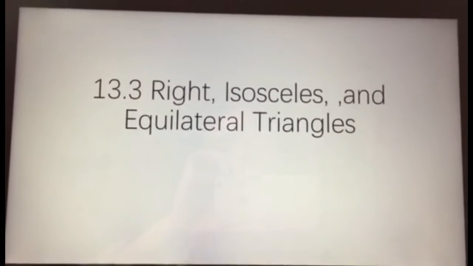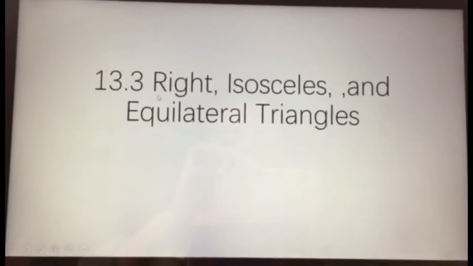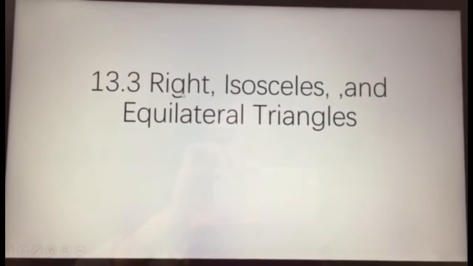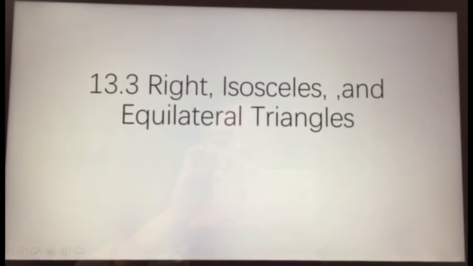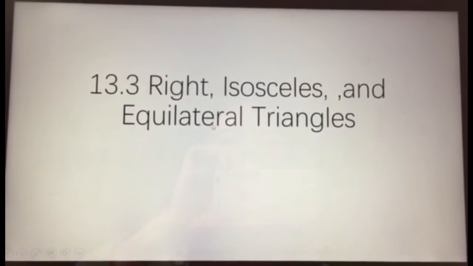So there we go. In this lesson, you're going to learn one property of each type of these triangles.